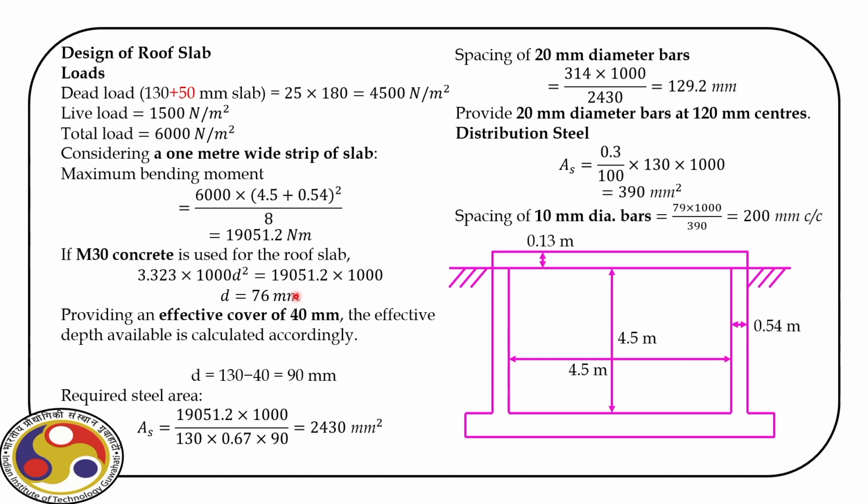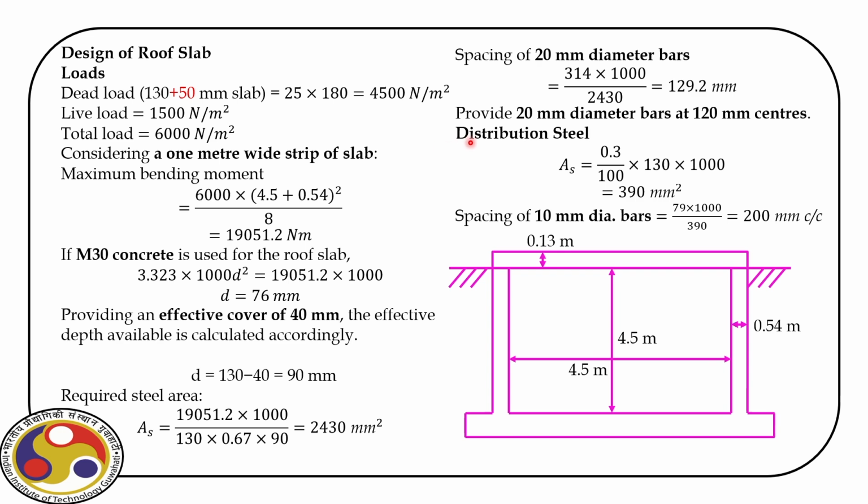Now if you consider an effective cover of 40 millimeter, so d effective, small d, is 130 minus 40, which is 90. Now we can calculate the area of steel required based on the small d value, and which is 2430 millimeter square. So we can provide 25 bars, and for that the spacing is 129.2 millimeters. So we can provide 25 mm bars at 120 millimeters center to center.